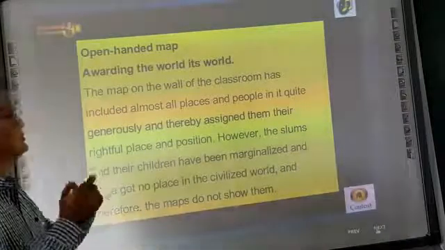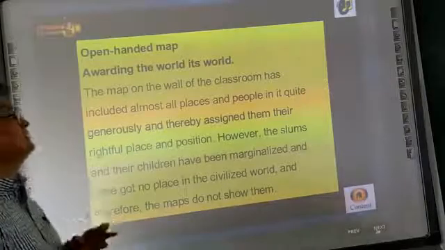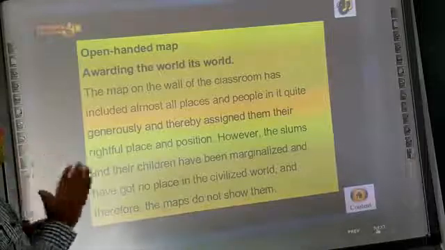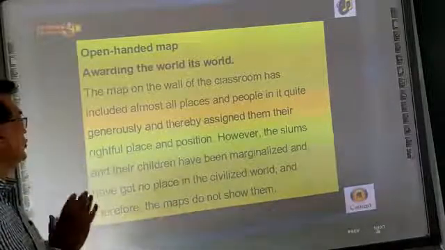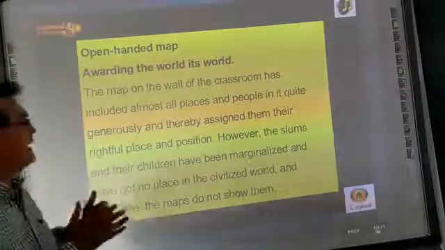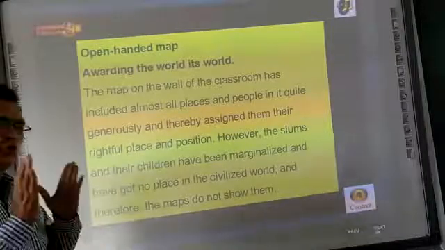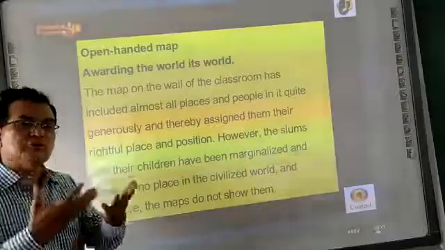"Open-handed map." So we are taking up some of these which are very important. "Awarding the world its world." The map on the wall of the classroom has included almost all places and people in it quite generously. So that's why open-handed map. "And yet assigning them their rightful place and position." So it shows the kind of development that has taken place, the way the civilization is.